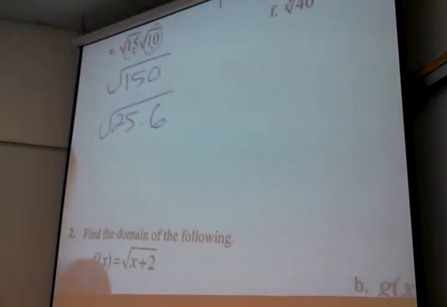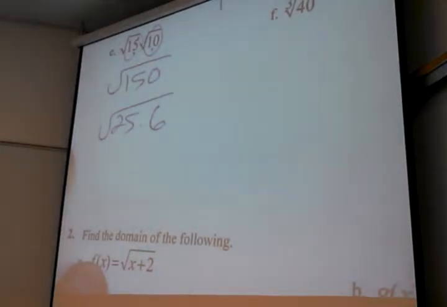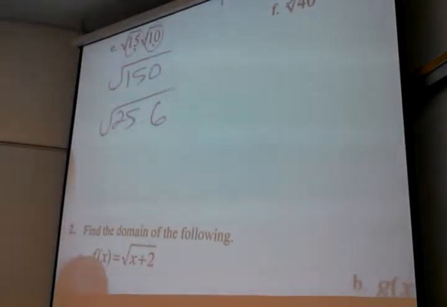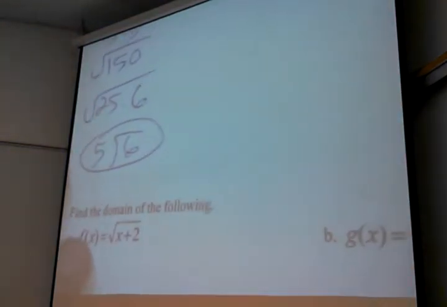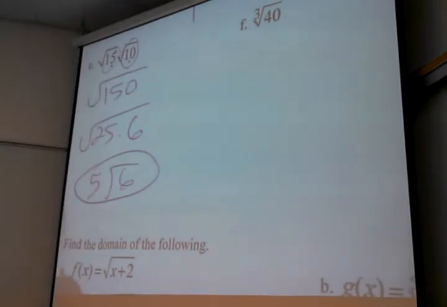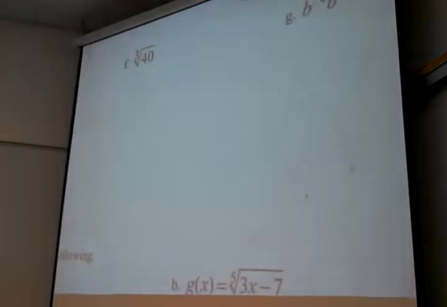All right. How many quarters makes $1? 4. How many quarters makes $1.50? All right, that's all it's saying, right? 6 quarters. A square root of 25? 5. A square root of 6? I don't know. 5 root 6. How's that? It's good. Thank you.